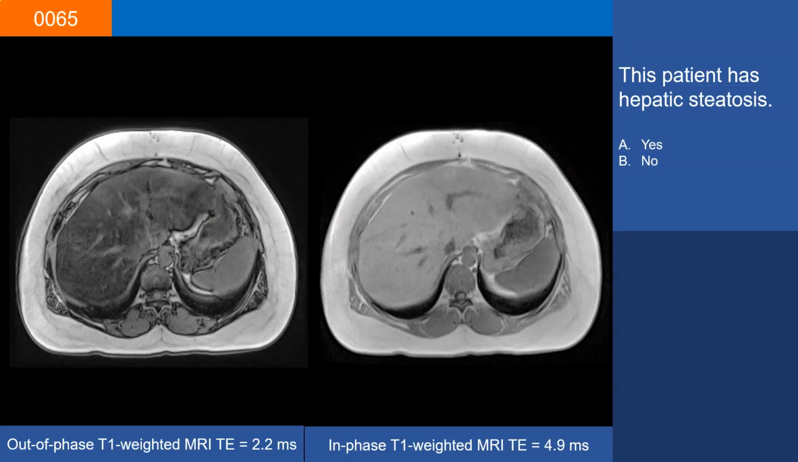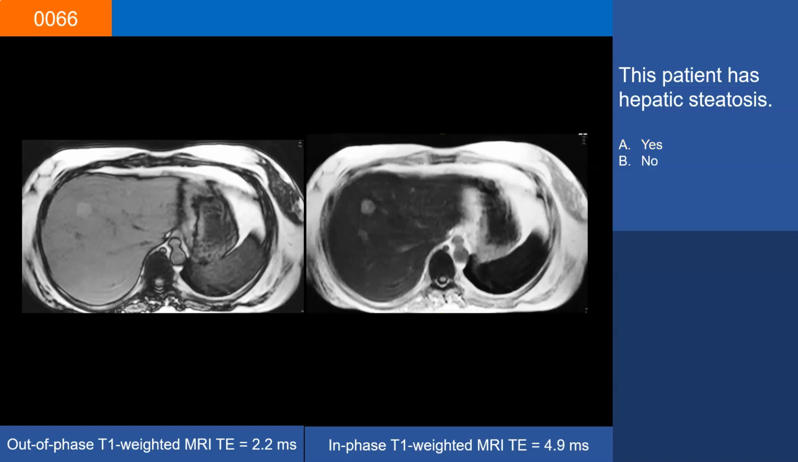Case 65. This patient has hepatic steatosis, yes or no, and you are provided with out-of-phase T1 weighted MRI and in-phase T1 weighted MRI. And please note that the TE of the out-of-phase is less than that of the in-phase image. The correct answer is yes, and this is hepatic steatosis because there is drop of signal on the out-of-phase image in comparison to the corresponding in-phase T1 weighted image, which is taken at a higher TE.